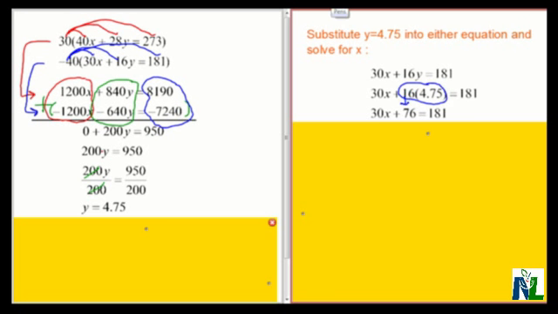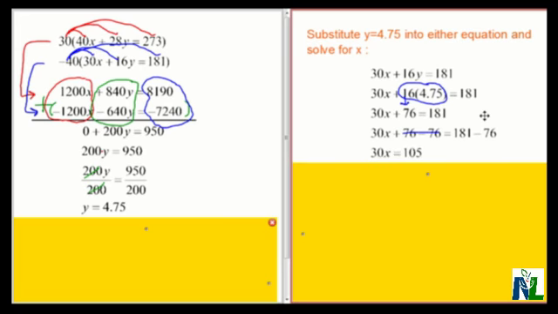Now I want to get x by itself on the left-hand side. To do that, I'm going to subtract 76 from the left-hand side. But if I subtract 76 from the left-hand side, I must also subtract 76 from the right-hand side. 76 minus 76 is 0. So on the left-hand side, I'll have 30x. On the right-hand side, 181 subtract 76 is 105. So I've got 30x equals 105.